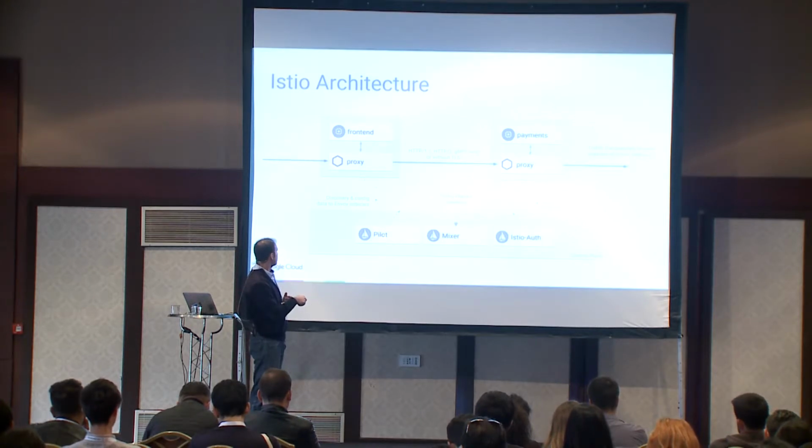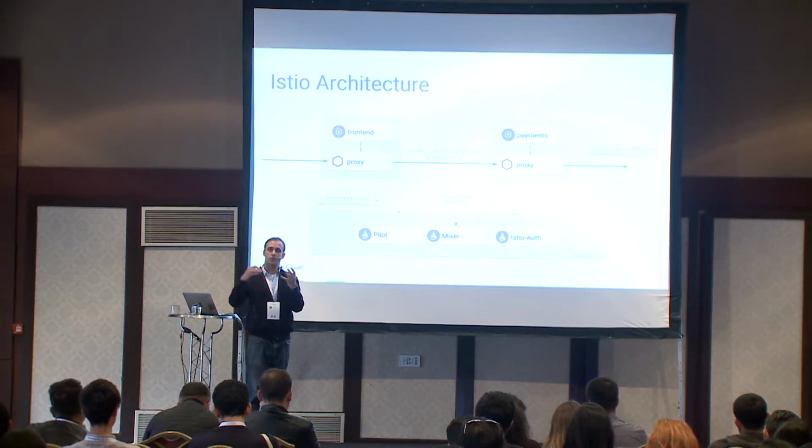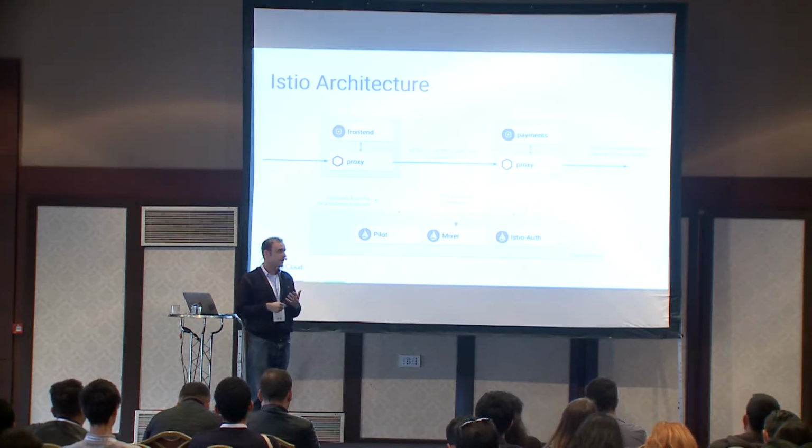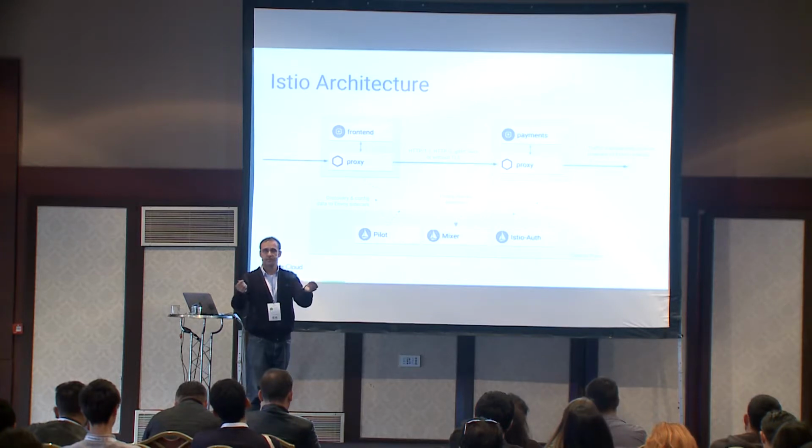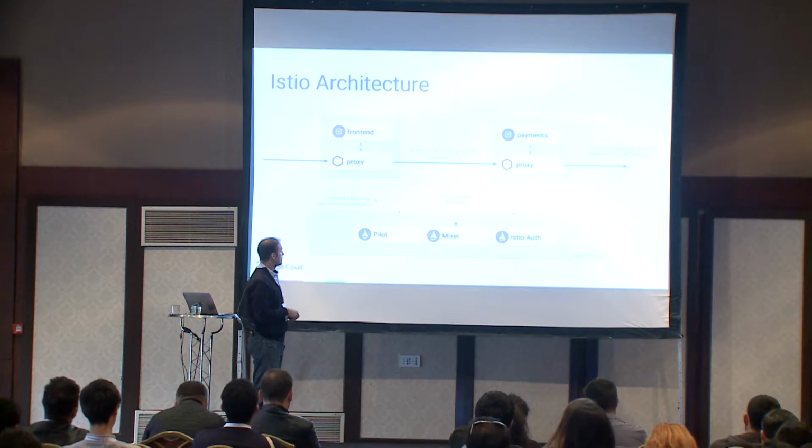So Pilot is all about discovery and configuration. So if proxy 1 needs to call proxy 2, it will ask the Pilot, where is this proxy 2? Because Pilot is the one keeping track of all the different services and discovery and all that kind of stuff. And also Pilot is the one you would talk to as a user to set the rules. So you will talk to the Pilot, and Pilot will convert those rules to proxy rules. So it will basically take your rules and push it to proxies as well. So that's Pilot.